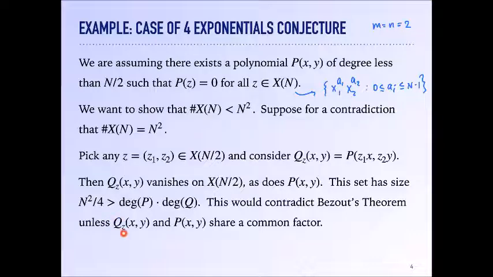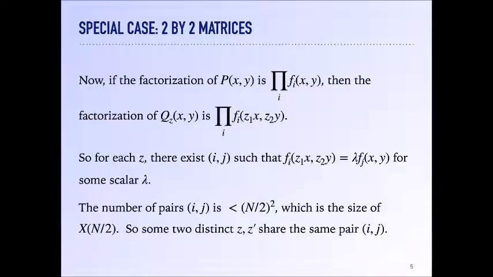So if these didn't have any component in common, then the intersection of these two curves of degree n over 2 can't have more than n squared over 4 points. So that means that we know that for every z in X of n over 2, this translated polynomial q_z has to share a common factor with the original polynomial p of xy. Okay, so let's see how that can happen.